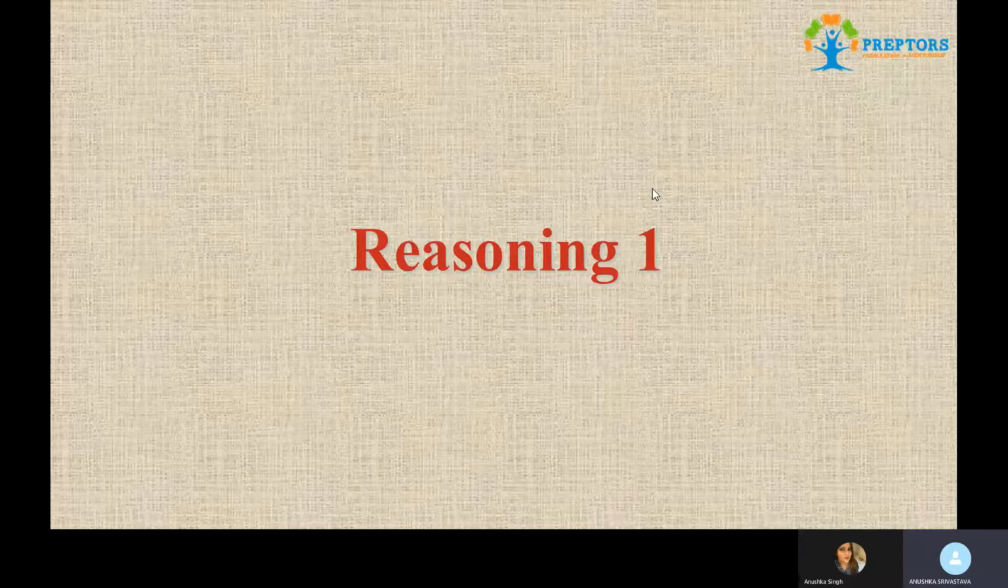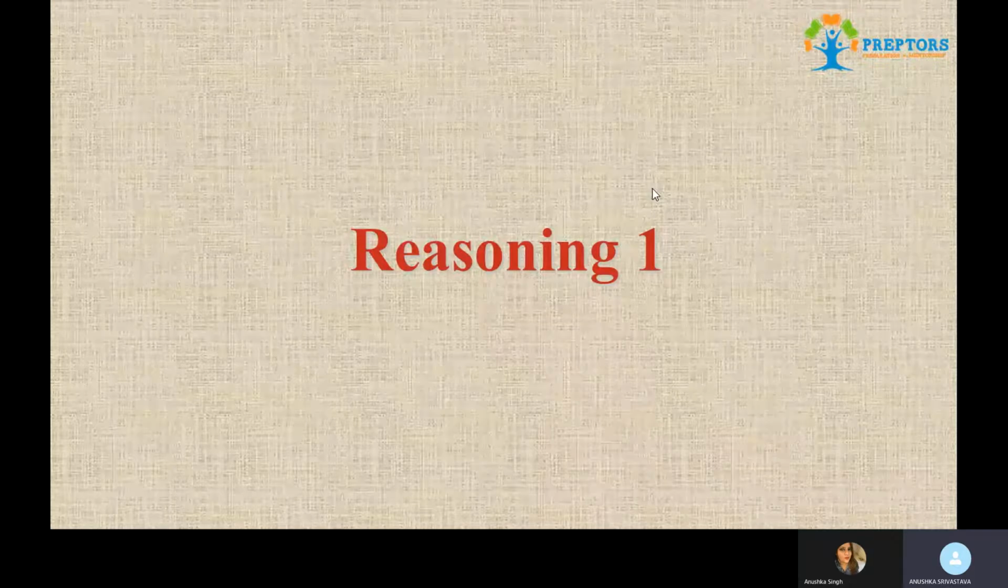Syllogisms is basically a deductive scheme which has a formal argument consisting of a major premise, a minor premise and a conclusion. Major premise is nothing but the major data statement. Minor premise is nothing but the minor data statement. And from the major and minor data statement, what we derive is the conclusion.